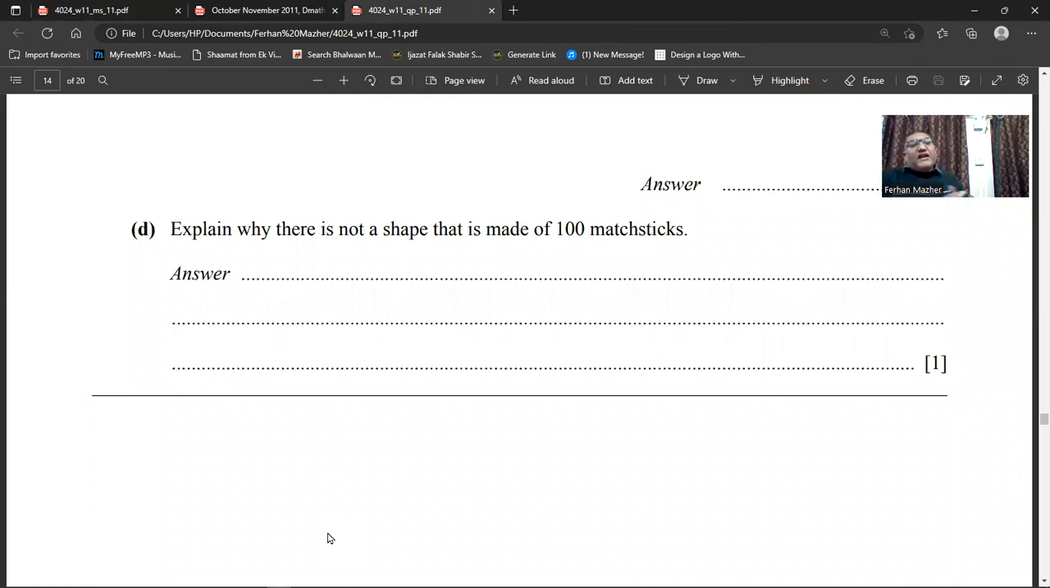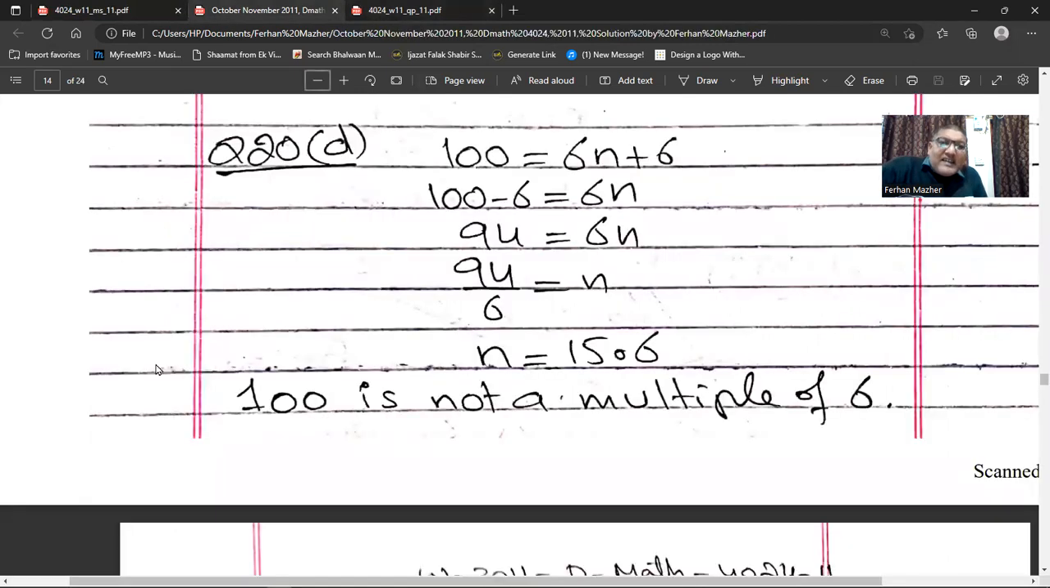Then it says, explain why there is not a shape that is made of 100 matchsticks. You see, the total number of matchsticks is given by the formula 6n plus 6. If you make it equal to 100 matchsticks, you will have 100 minus 6 equals 6n. So that is 94 equals 6n. When you divide 94 by 6, you get 15.6. 100 is not a multiple of 6. You know that because this is not giving us a whole number for n; the answer should be either 15 or 16. So it means that 100 cannot be the total number for this sequence, because 100 is not a multiple of 6.